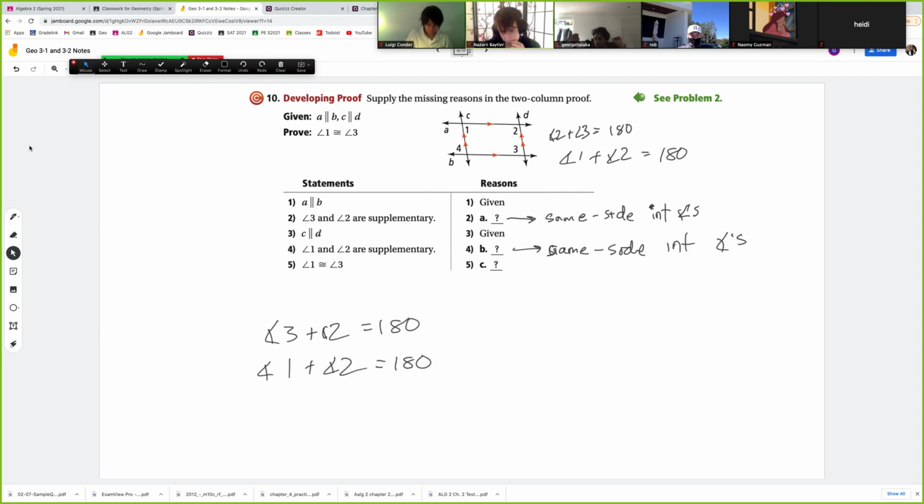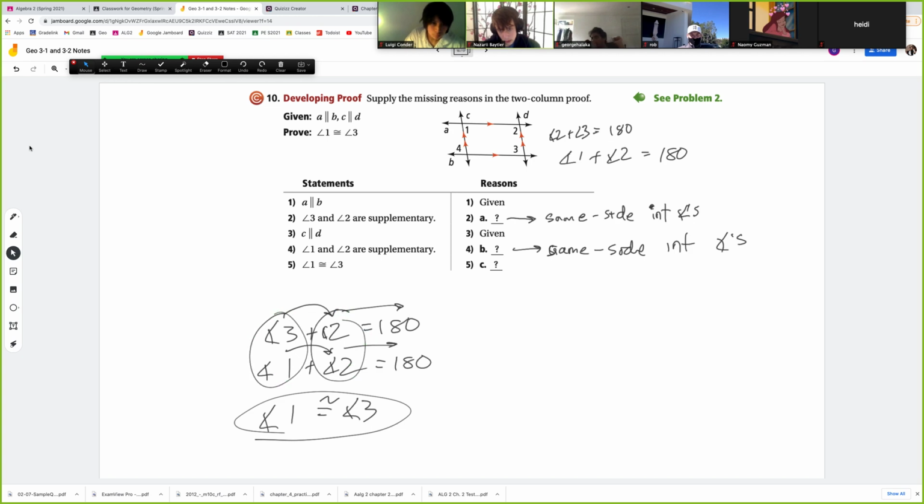All right, Luigi, a chance to redeem yourself. If we said this plus this equals 180, and this plus this equals 180, 2 is equal to 2, so therefore 1 is equal to 3. I'll actually accept 2 answers here. What is the reasoning for 1 is congruent to 3?